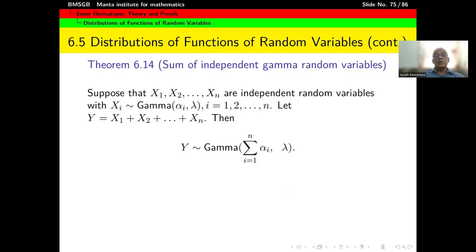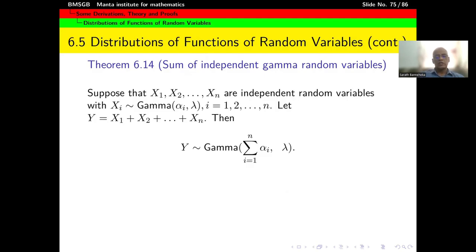Suppose that x1 up to xn are independent random variables. So this is the next theorem. Suppose that x1 up to xn are independent gamma random variables. They are not identically distributed. If you considered them identically distributed, then everything would have the same gamma distribution. But here we can go more general. We can allow the alphas to be different, but the same lambda.